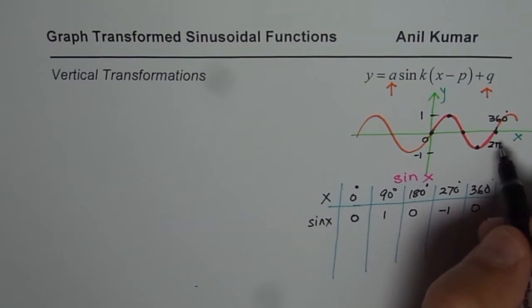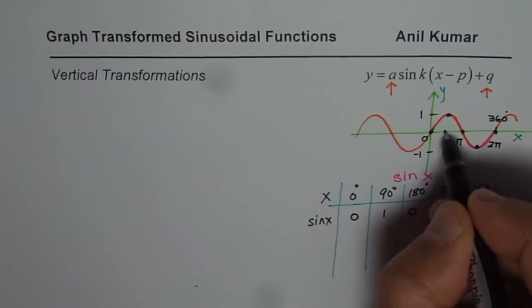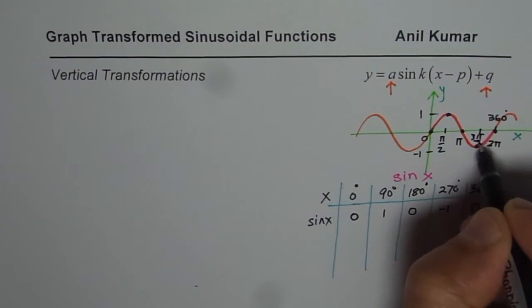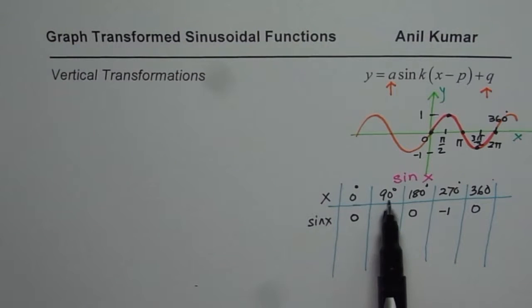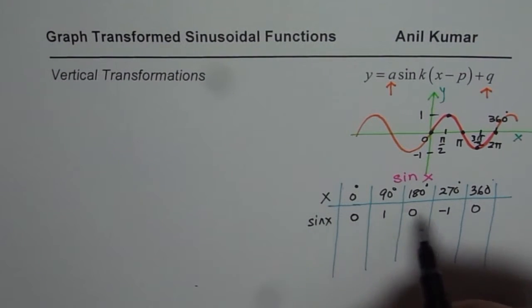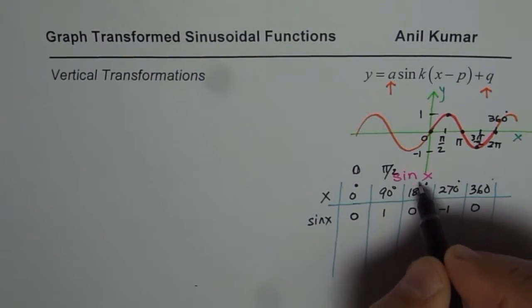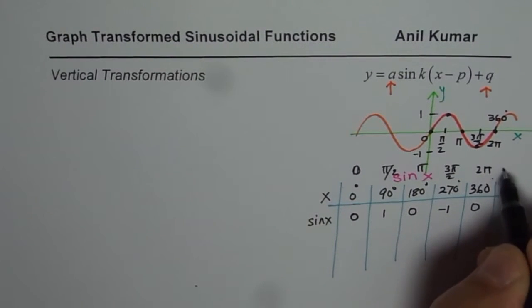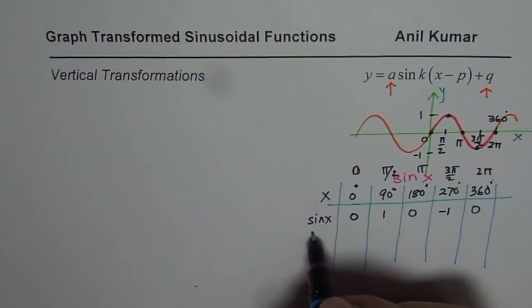In radians, 2 pi is your full cycle time period. Half of it is pi, then half of pi is pi by 2, and then 3 pi by 2. That is in radians, okay? So those of you who are working in radians could always write this as 0, pi by 2, pi, 3 pi by 2, or 2 pi, correct? So that is in radians, and this is in degrees, you understand. And these are our default values. So always consider these 5 points.